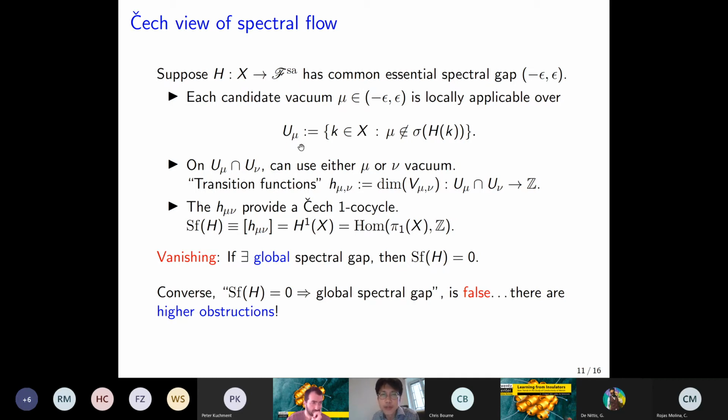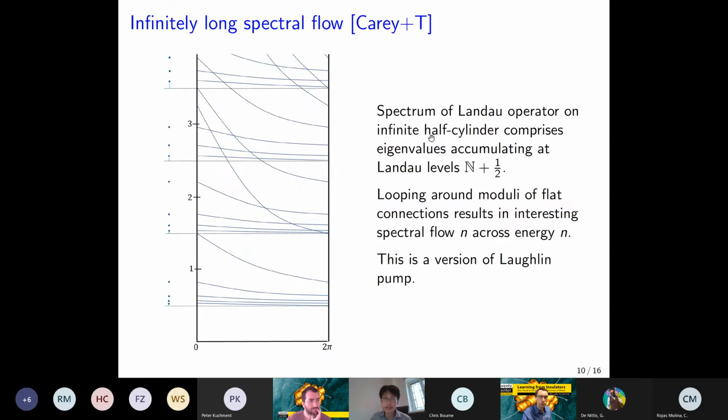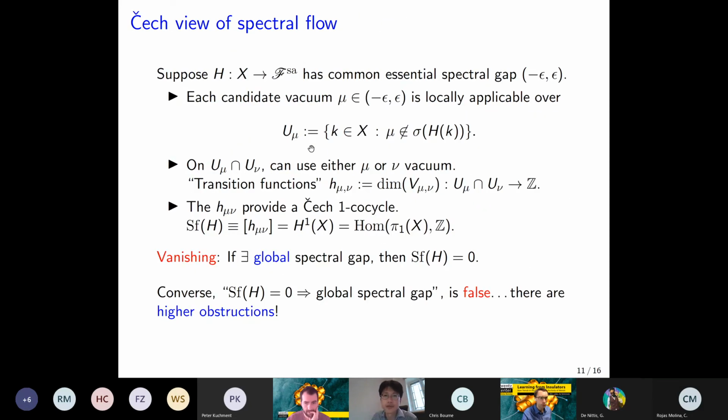Then you define the open set, which is a subset of X, such that mu doesn't lie in the spectrum of H of K. So this is the maximal subset on which the candidate vacuum level mu makes sense. If you take this subset, you can also try to change the vacuum to nu. And so on the intersection of U sub mu and U sub nu, you have two options, mu or nu, in the vacuum.